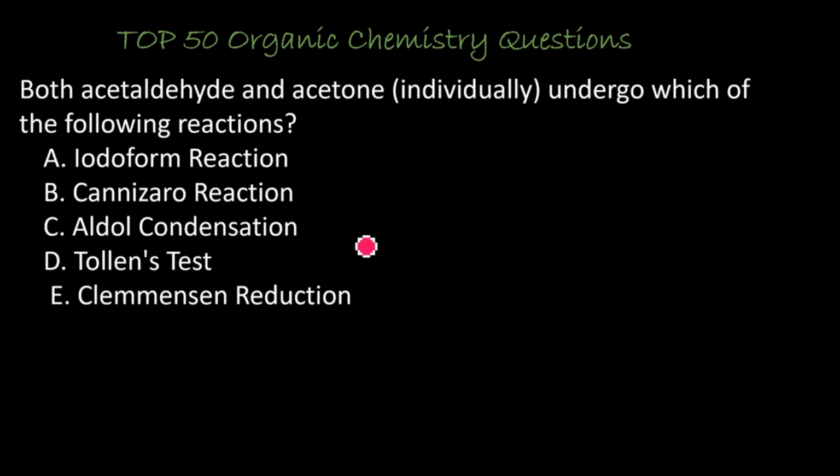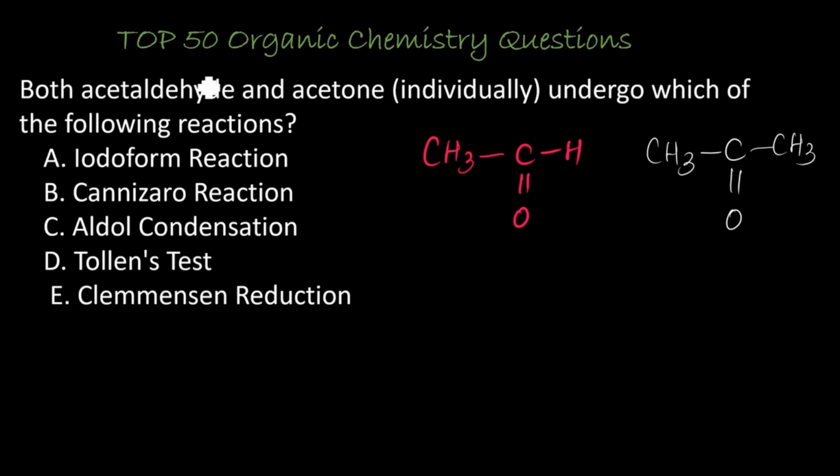Both acetaldehyde and acetone individually undergo which of the following reactions? Iodoform reaction, Cannizzaro, aldol condensation, Tollens and Clemmensen reduction. Acetaldehyde and acetone individually we have to check. So iodoform reaction, I told you the condition: the next group must be CH3. So here I have CH3, so both can undergo iodoform reaction.